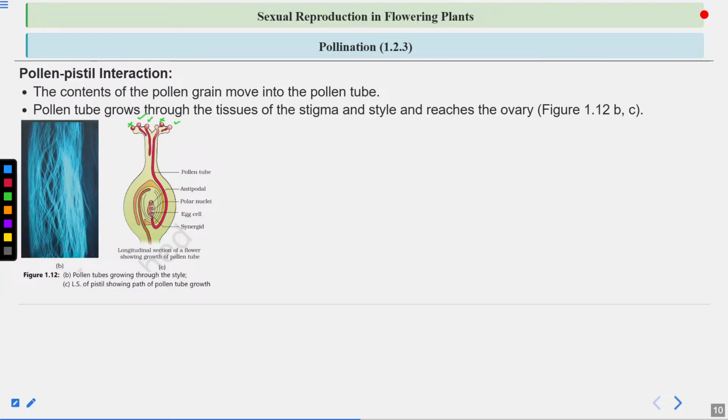Okay. So here you can see only one of the pollen tubes is reaching the ovule part. And in this particular diagram, this hair-like structure, what are these? Pollen tubes growing through the style. There are so many pollen tubes. So you can think about the number of pollen grains that are present at the stigma. Right?